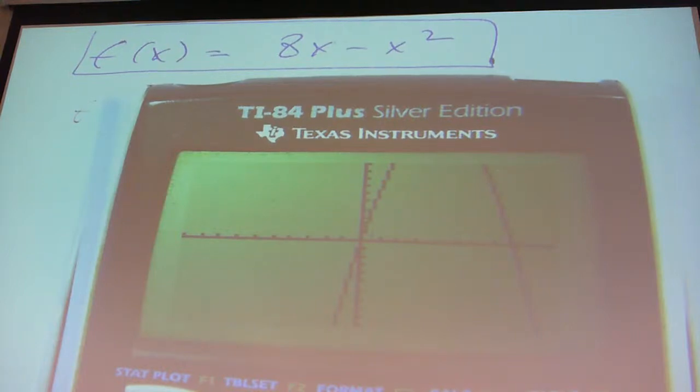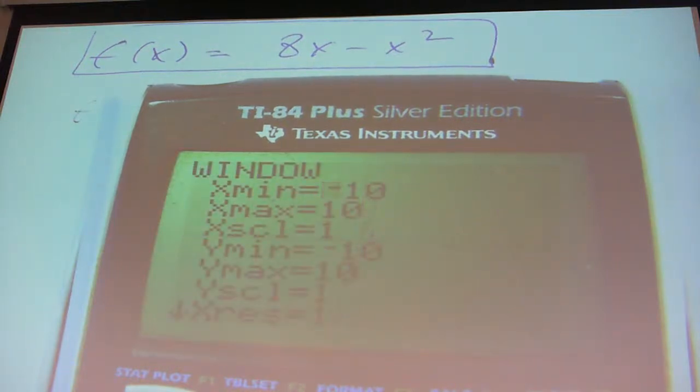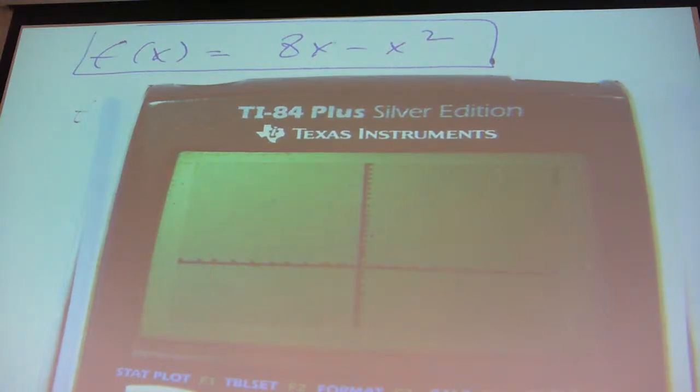Oh, what's the problem? I don't see it, right? I need to see more. So let's talk about window. I need more x min, x max, y min, y max. So let's go to window. Let's change y max to 20. Hit graph. See if we see it now. Okay, now we see it.